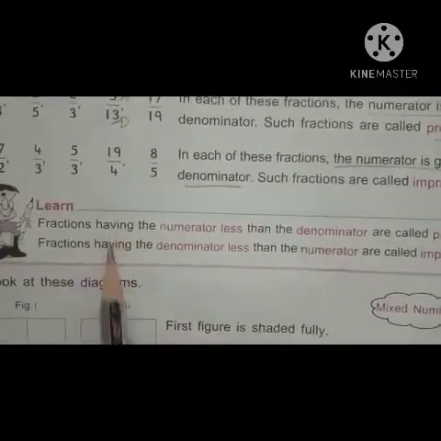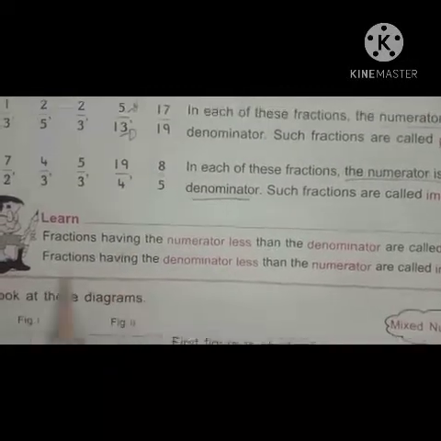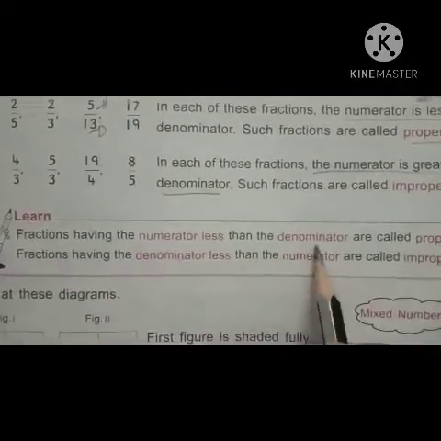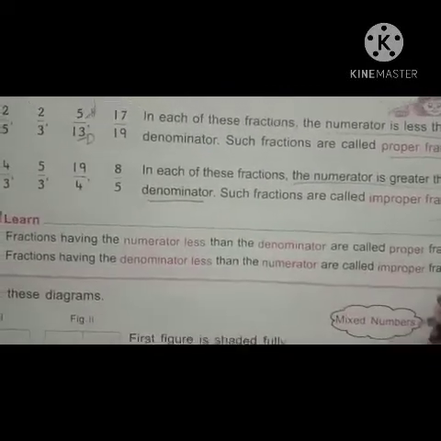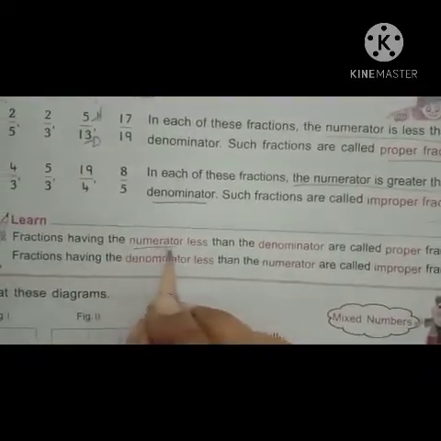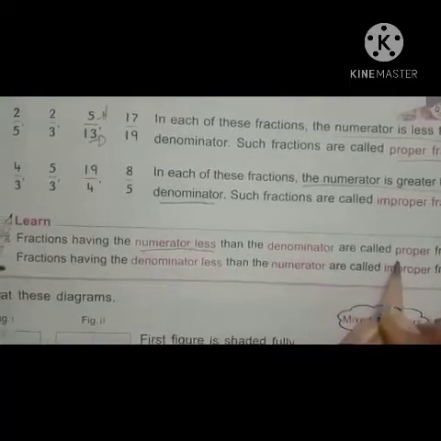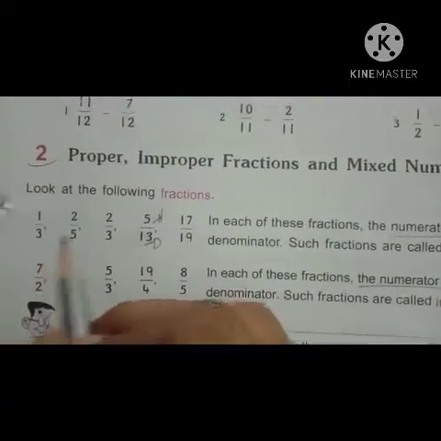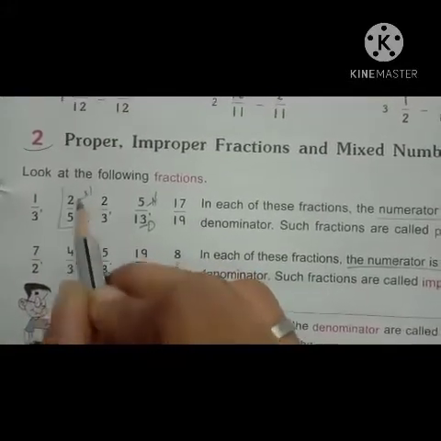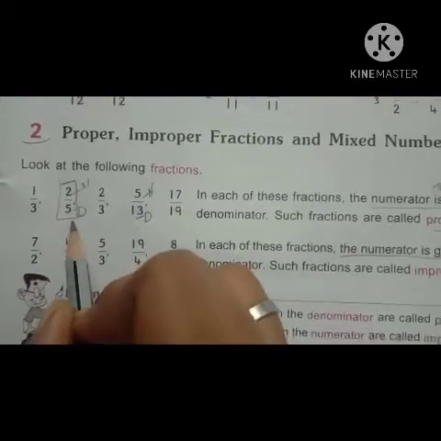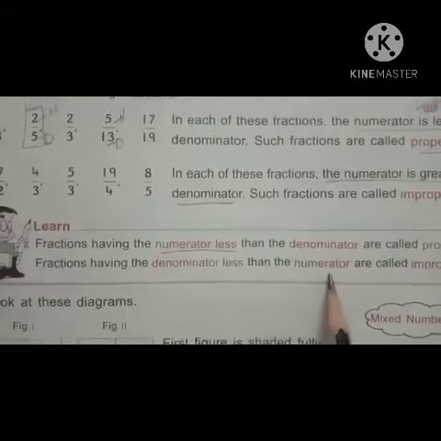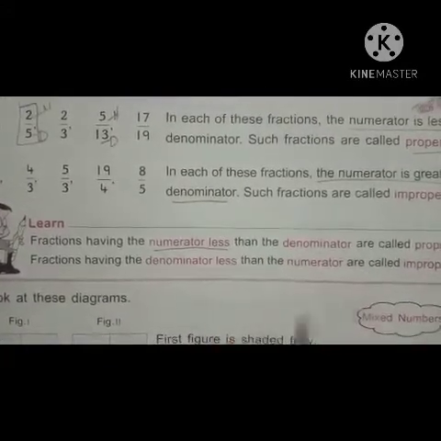Points, we have to remember these points. Okay, children, see here, learn. Fractions having the numerator lesser than the denominator are called proper fractions. For example, here the numerator is a small number and the denominator is a big number. So this 2 by 5 is which fraction? It is a proper fraction. Now, fractions having the denominator lesser than the numerator are called improper fractions.